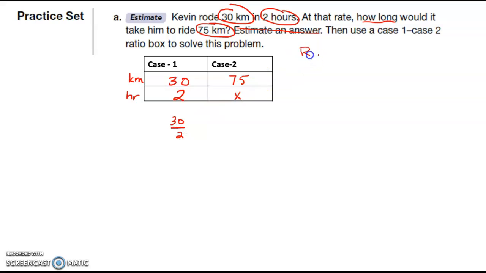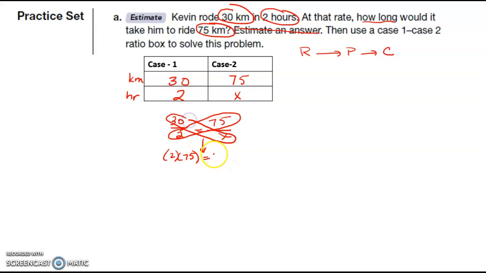We have our ratio box, proportion, cross multiply. It's equal to 75 over x. We're going to cross multiply. So I have 2 times 75 equals 30 times x. So this is 150 is equal to 30 times x. And I divide. I get x is equal to 5.